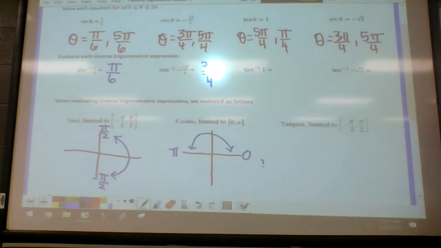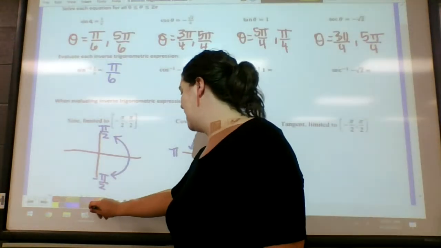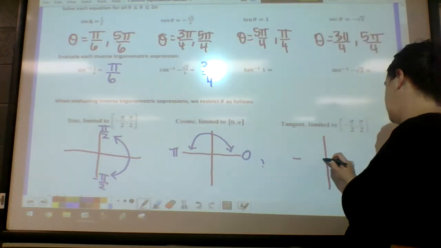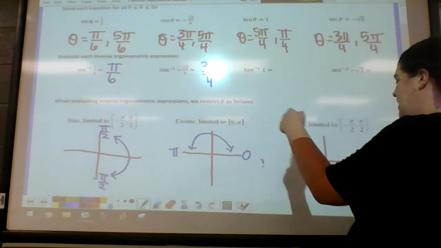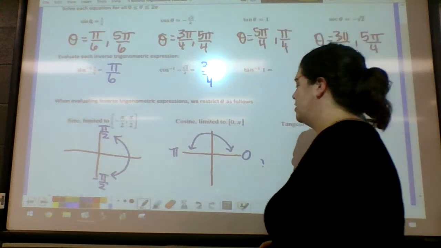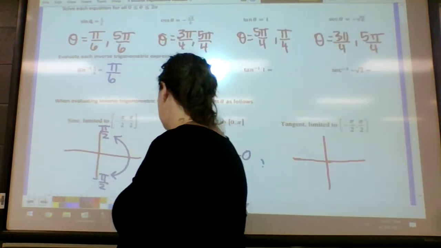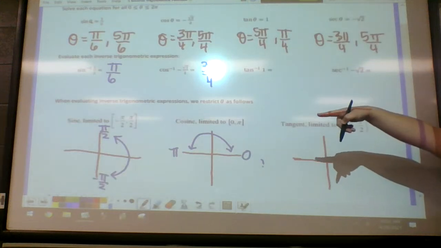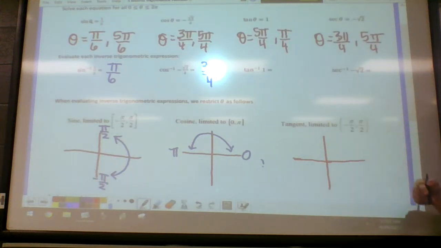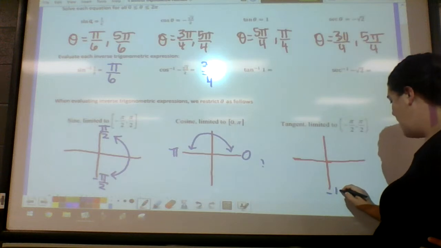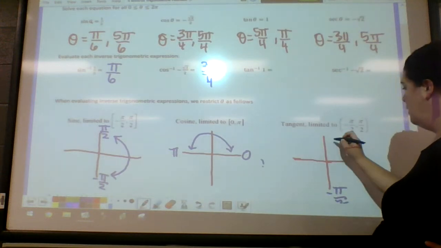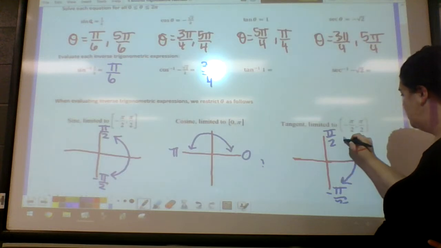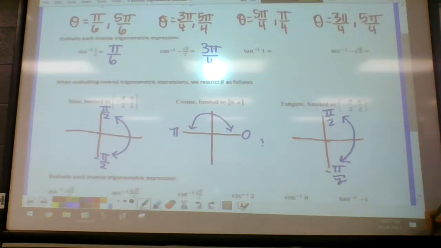All right, and last but not least, tangent is also limited. So tangent inverse, these should all say inverses, sorry. Tangent inverse is going to be limited to negative pi over 2 to pi over 2, which is the exact same as sine, right? So negative pi over 2 is down here, pi over 2 is up here, and tangent inverse is going to live in there.